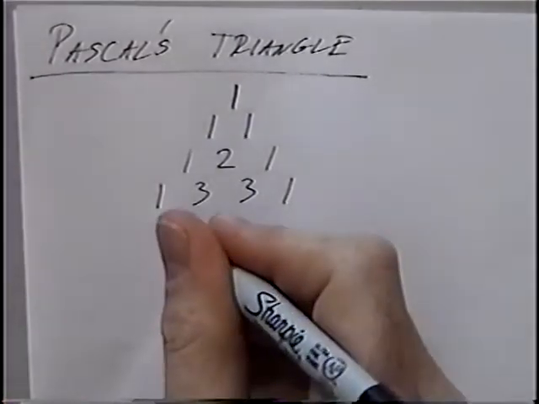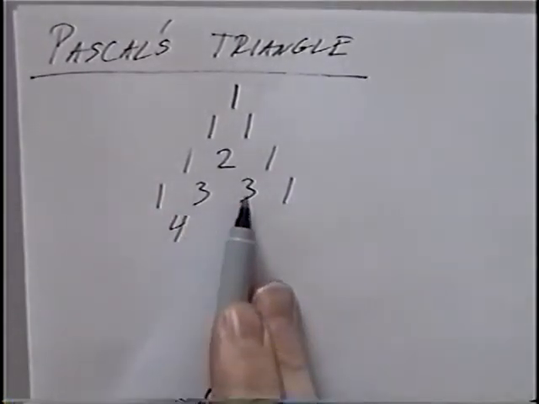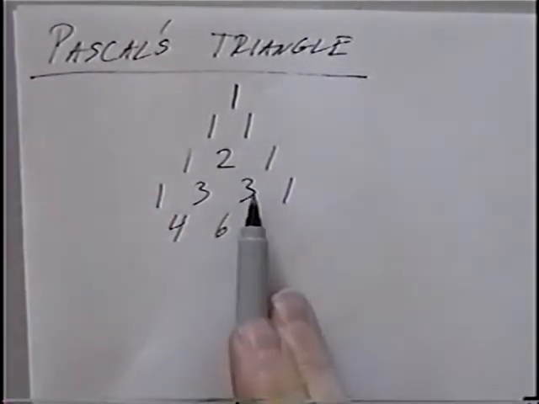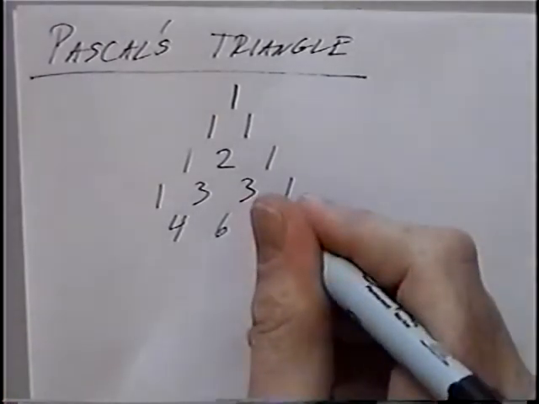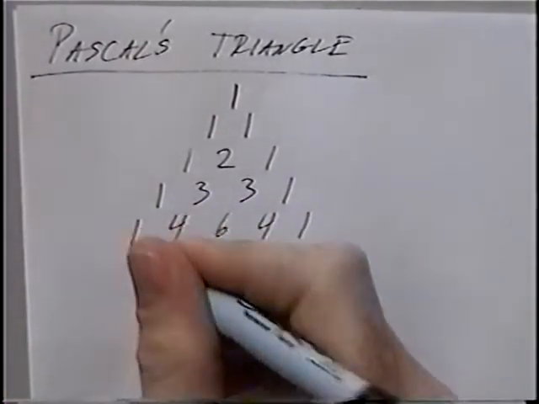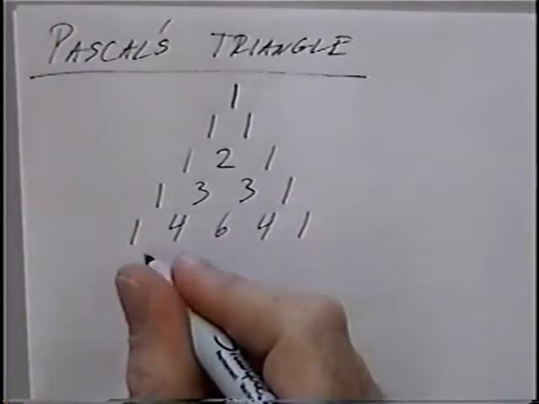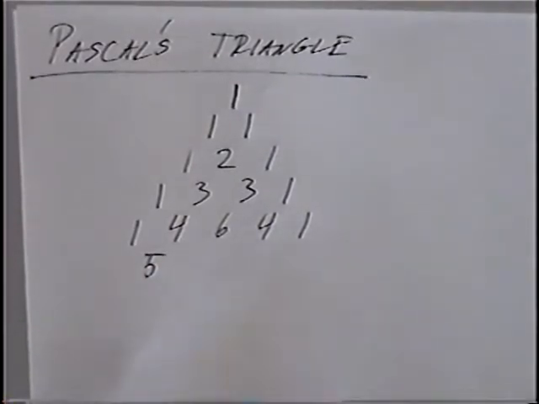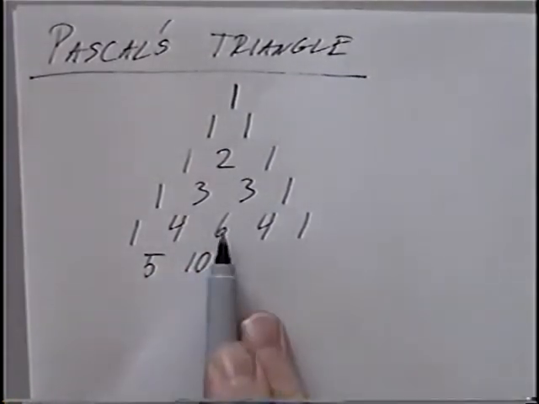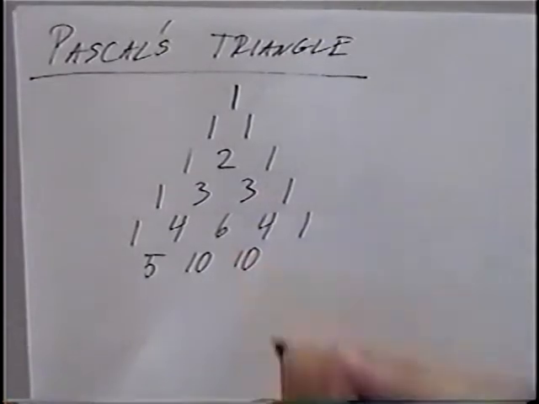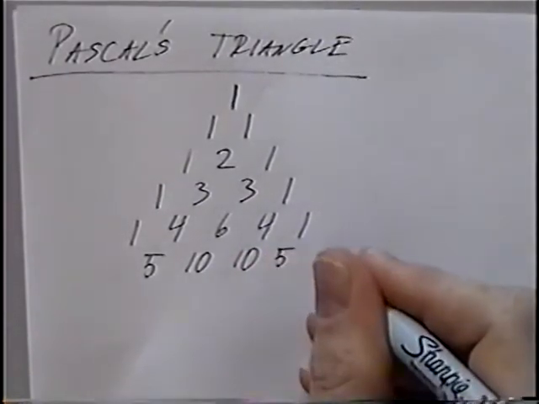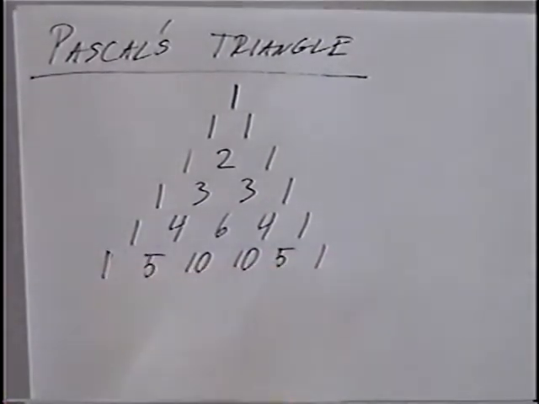1 plus 3 would be 4. 3 plus 3 would be 6. 3 plus 1 would be 4. And the single 1s on the outside to continue the triangle shape. 1 plus 4 would be 5. 4 plus 6 would be 10. 6 plus 4 would be 10. 5 and the 2 1s.